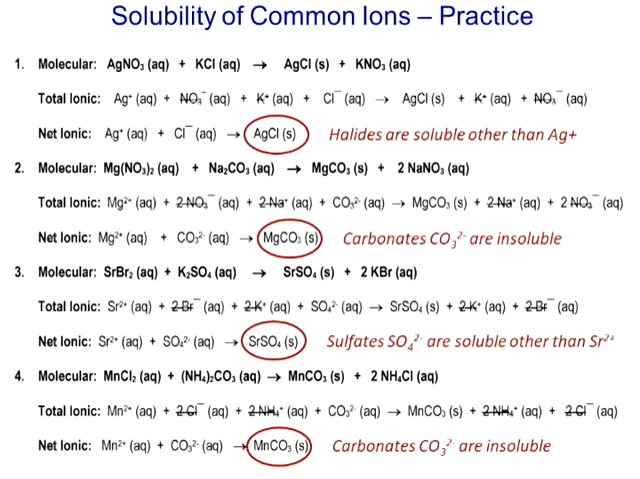Note that in number 2, carbonates are insoluble. Therefore, the magnesium carbonate forms a precipitate. In the case of number 3, sulfates are soluble. However, cerium is not soluble. Number 4 shows another carbonate, which is insoluble. So this is how you will work the problems through for a molecular equation, total ionic equation, and net ionic equation, and also how you would know which forms a precipitate. Precipitates form when the forming ions are insoluble in the water phase.